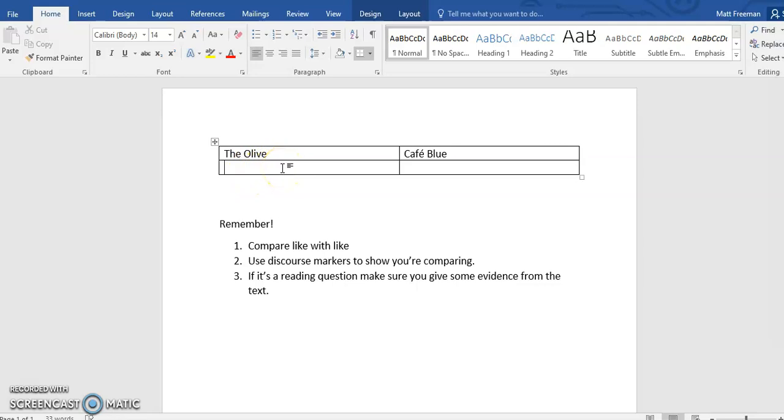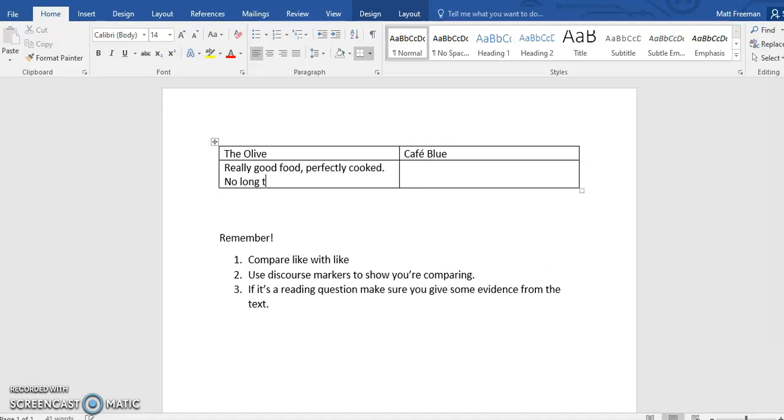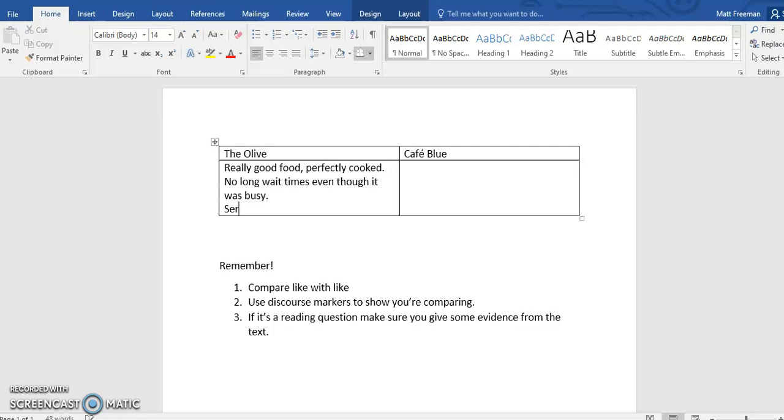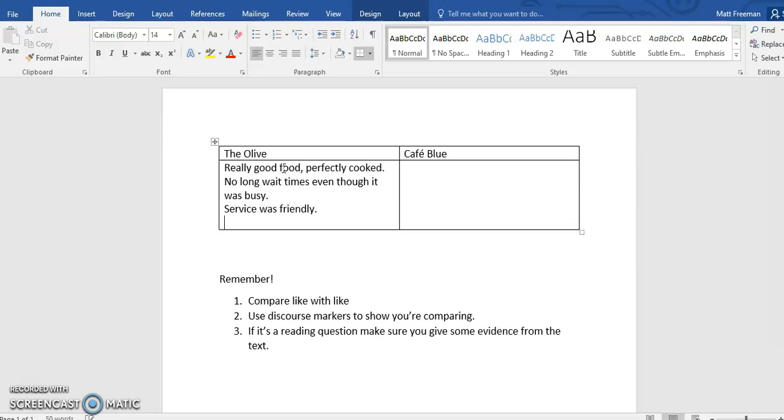So we'll say the Olive, right? Okay, so time there was fantastic. Really good food. Perfectly cooked. No long waiting times, even though it was busy. Service was friendly, very reasonably priced.